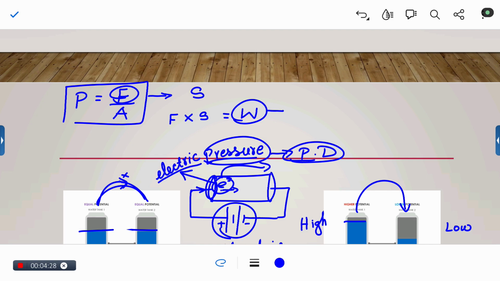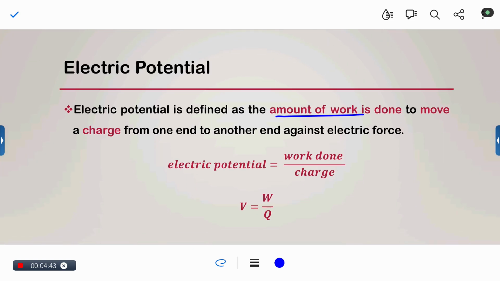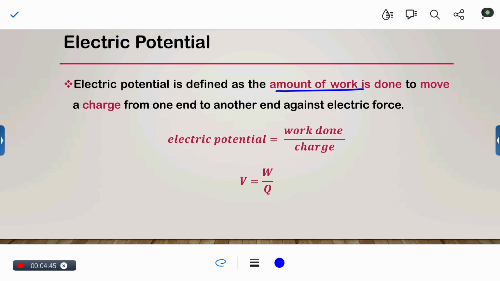Now, for what are we doing the work? In order to move the charge. The battery is going to do the work. This is what we call electric potential. So how are we going to define electric potential? Electric potential is defined as the amount of work done to move a charge against the electric force. So why are we using the term against electric force?